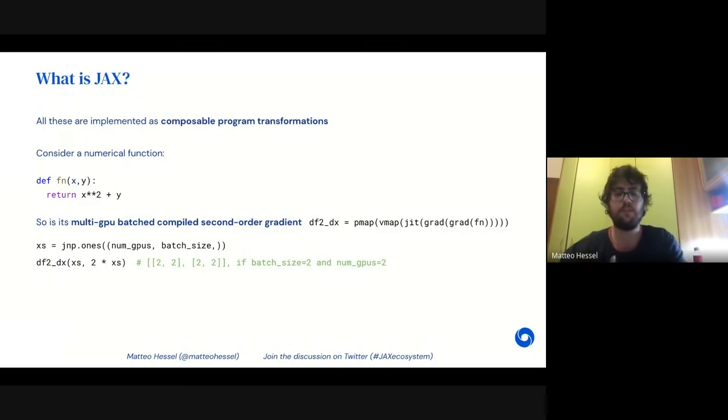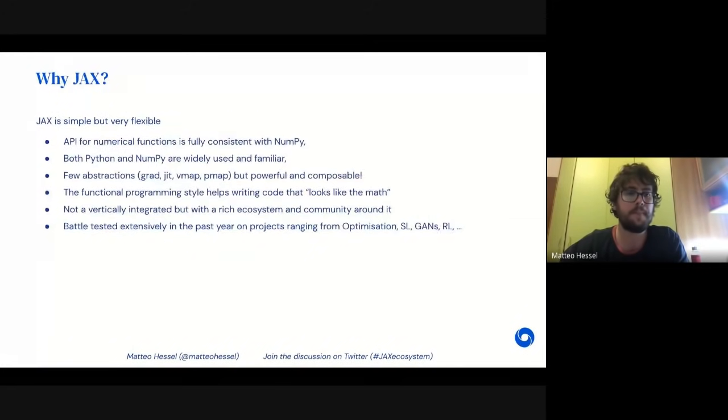And I hope this gives you a flavor of how composable gradient program transformations enable JAX to expose a very thin set of primitives that are easy to understand, but that you can then combine in very rich and very powerful programs that can support quite powerful use cases.